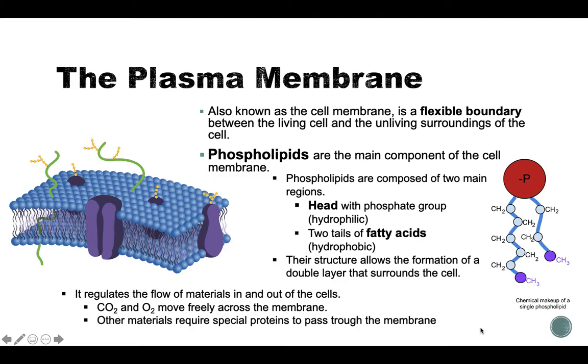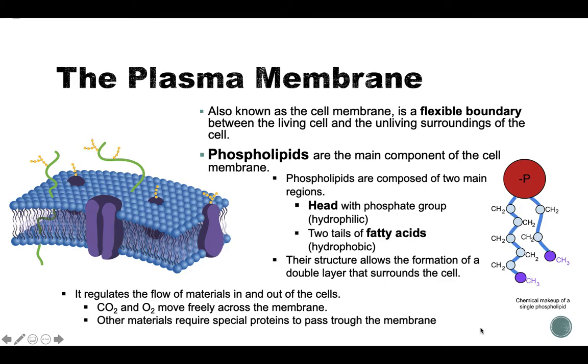Let's do a little refresher on the plasma membrane because of the importance of the plasma membrane for living things. A synonym for the plasma membrane would be the cell membrane. It's an interchangeable concept. It's a flexible boundary between the living cell and the unliving surroundings of the cell. It separates the outside from the inside.